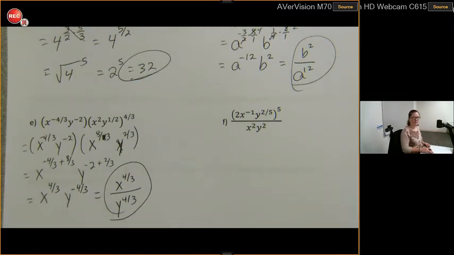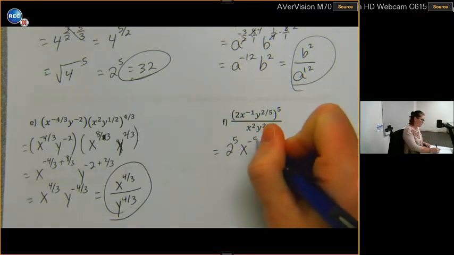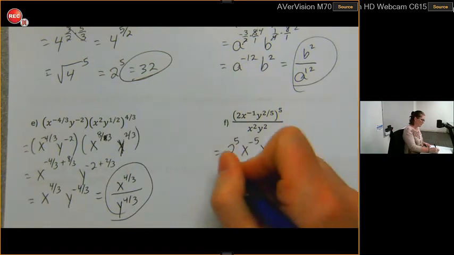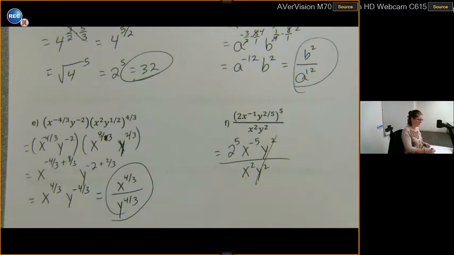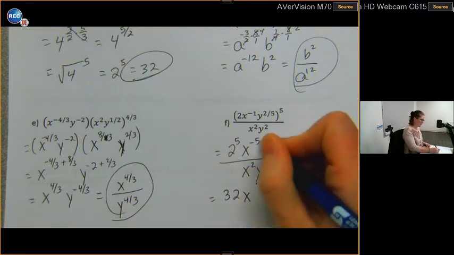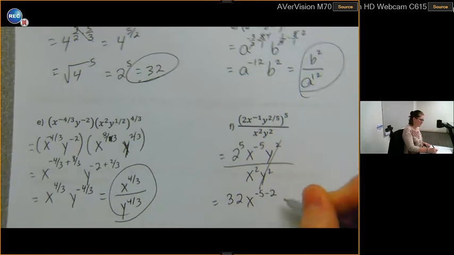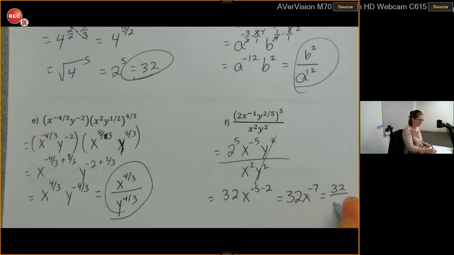Part F, distribute the exponent in the numerator. 2 to the 5th, x to the -5, y is just going to be squared. Of y squared over y squared, that's going to cancel. And then I have 2 to the 5th is 32. With the quotient rule, it's -5 minus 2, subtracting the exponents of the x. And that turns into -7, which I can't leave as a negative exponent. So it's 32 over x to the 7th power.